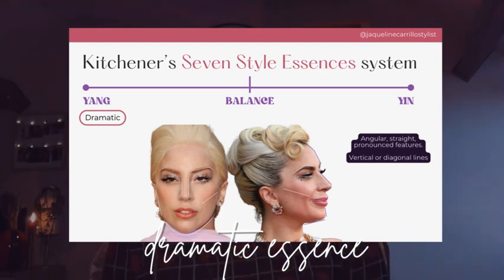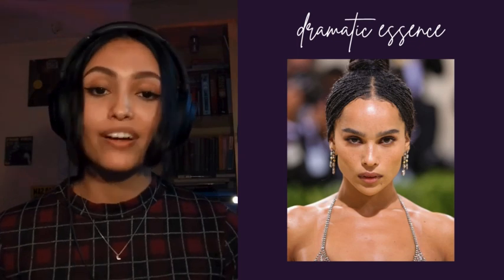People with dramatic essence tend to have angularity in their bones, nose, and eyes. You'll notice straight, vertical, or angular lines on their faces. They have contrasting features and give off a vibe of being fearless, eccentric, powerful, and dominant.